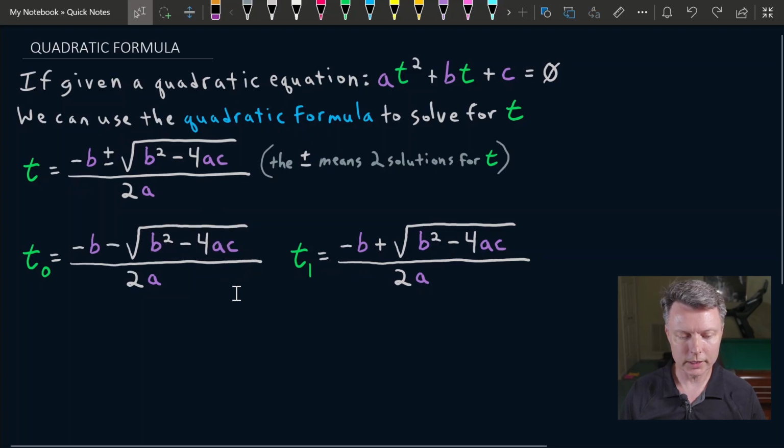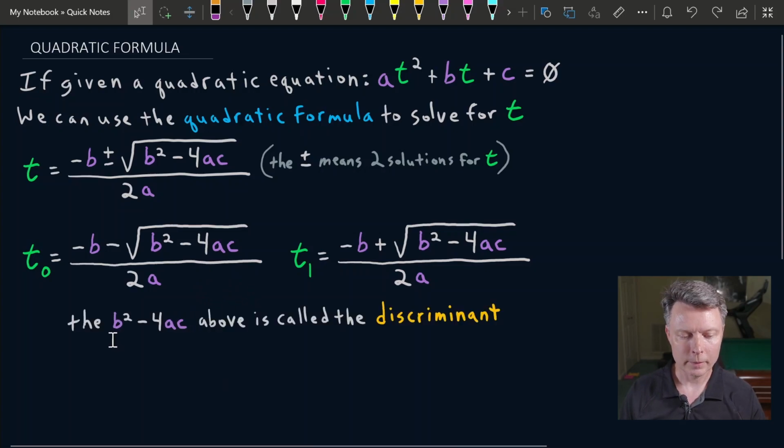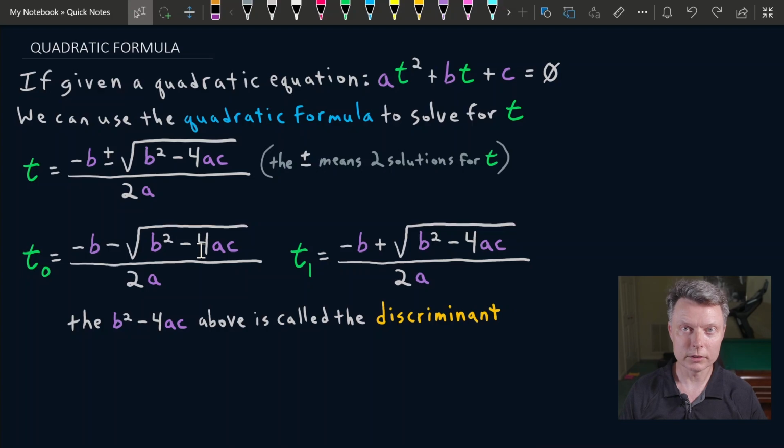Now, there's a special part to this equation, and that's the terms underneath the radical sign, or underneath the square root sign. And so we have b squared minus 4ac. So in math, that is called the discriminant. So the b squared minus 4ac above, this part right here, is called the discriminant. And this is important to know because we can test early if there is a solution to this quadratic equation.